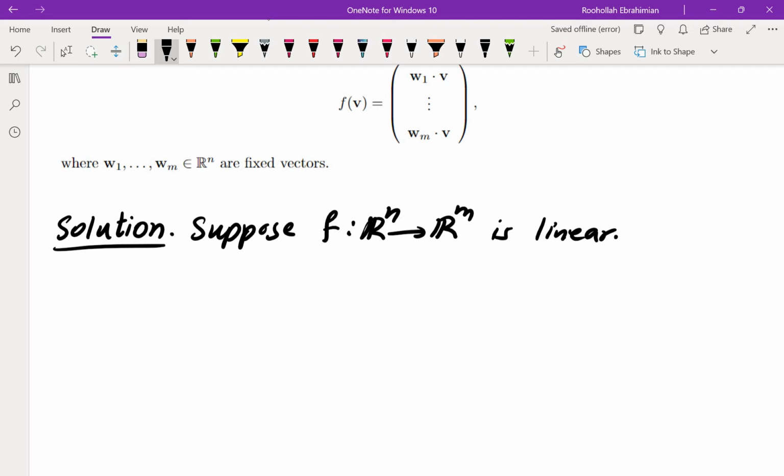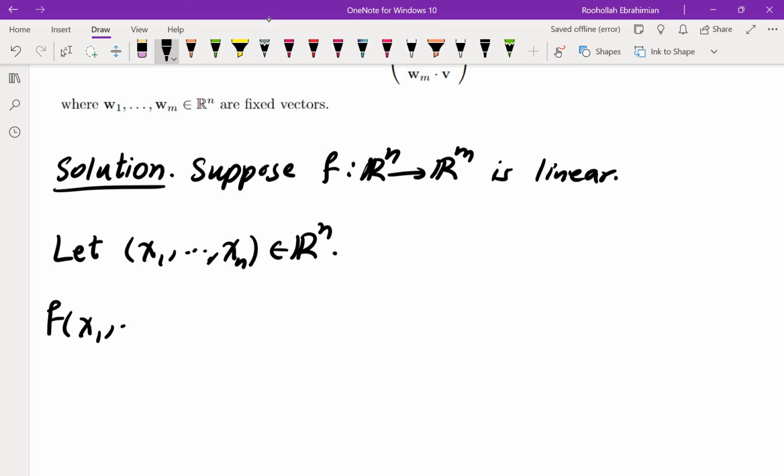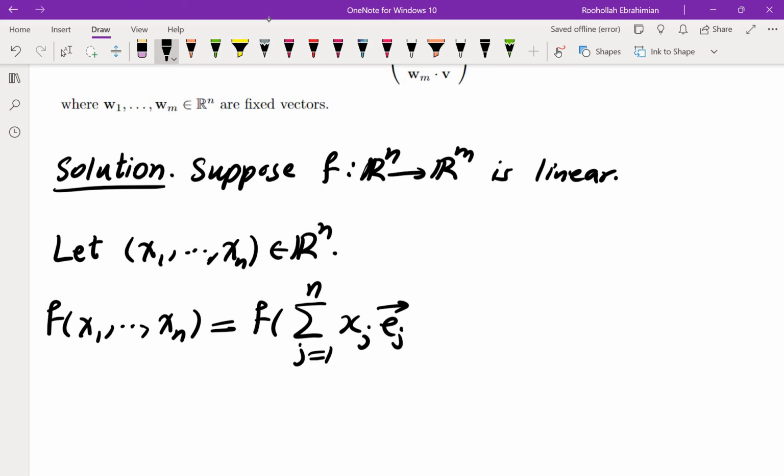So let's write it down and see what we get. We're going to write down an input x1 through xn as a linear combination of e1 through en. So f of x1 through xn is going to be f of, I'm going to use sigma notation, which makes things easier and more compact, the sum over j equals 1 to n.